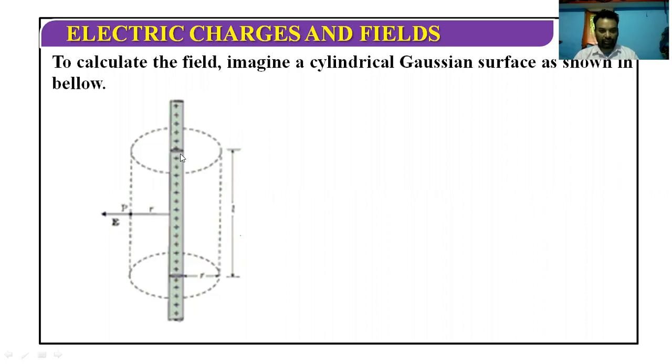So now the length of the rod is defined. It is a finite segment having length L, and our interest is to find out electric field at a point P at a distance R from the center of the rod. Now this is L by 2 and this is again L by 2. So this is L by 2 upper part, and lower part again it is L by 2.